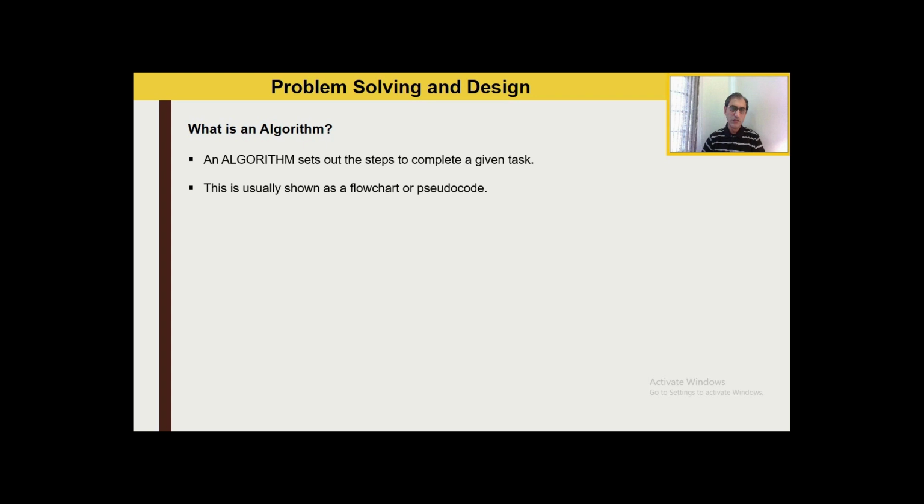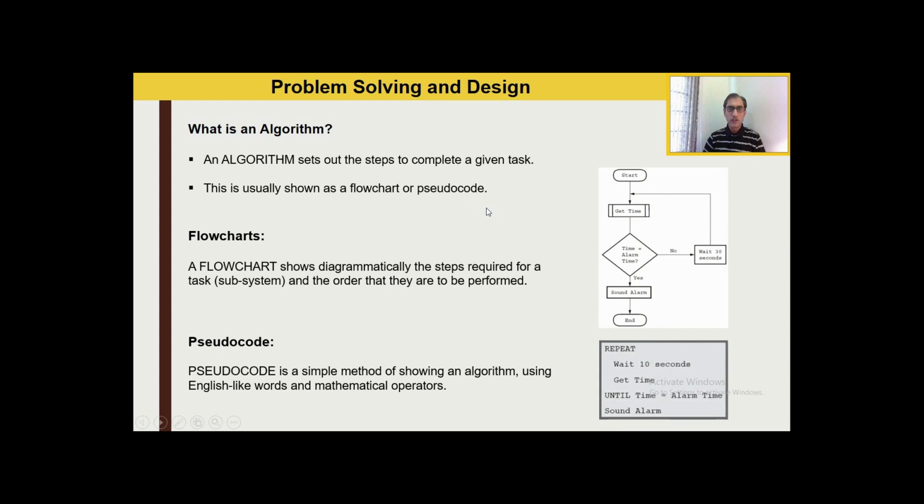And the two major tools or techniques that are used to accomplish a successful algorithm are flowcharts and pseudocodes. So let's see what are flowcharts and pseudocodes. A flowchart shows diagrammatically the steps required for a task or a subsystem and the order that they are to be performed. So if you look at the right here, a flowchart is a diagrammatic or a pictorial representation of devising a solution to a problem.